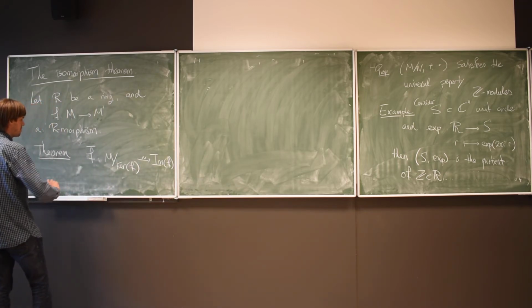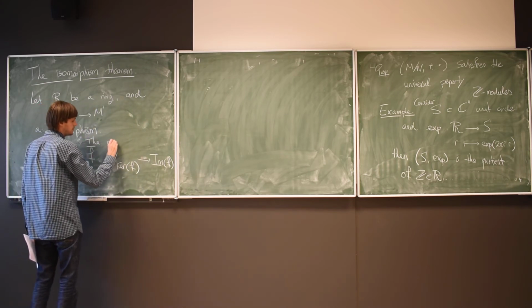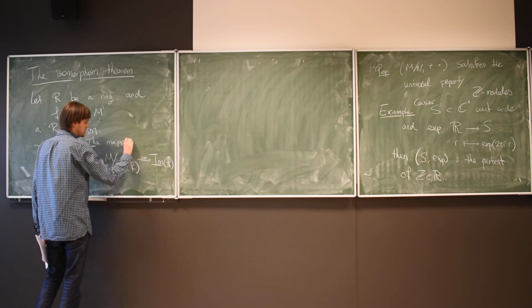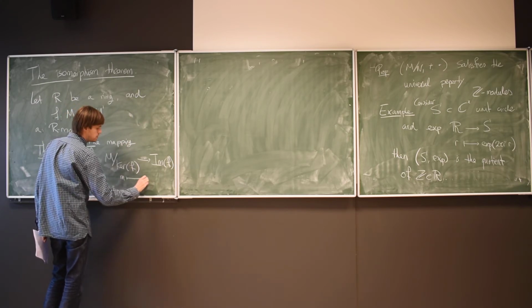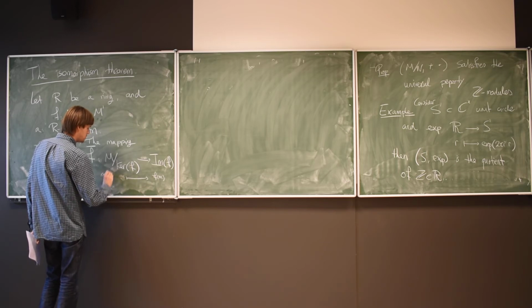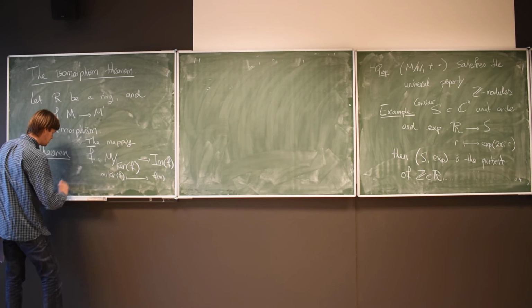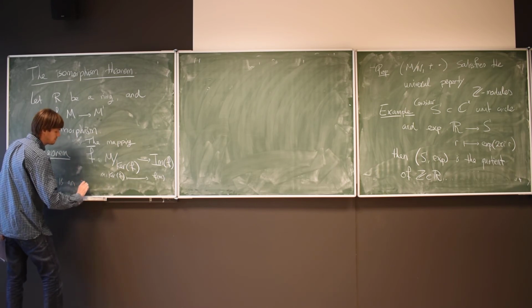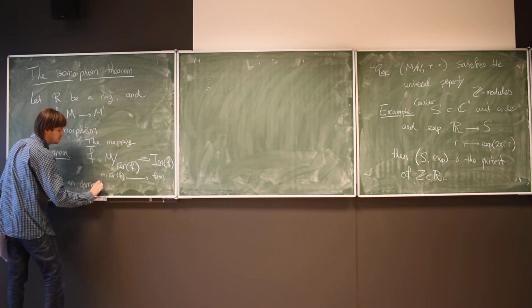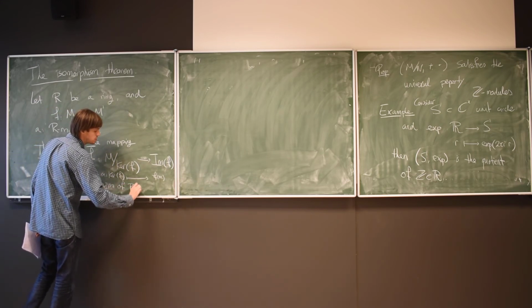Okay, so maybe, actually I want to say the mapping m goes to m plus kernel of f is an isomorphism of R modules.